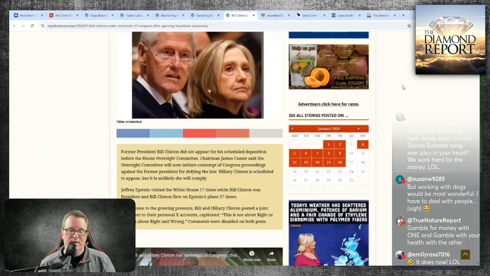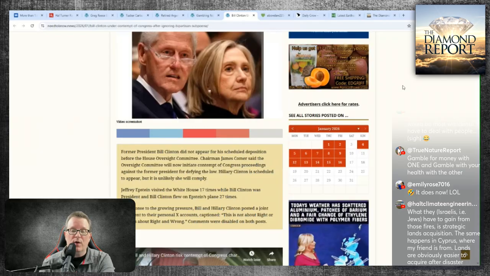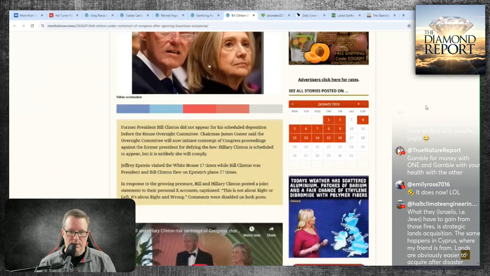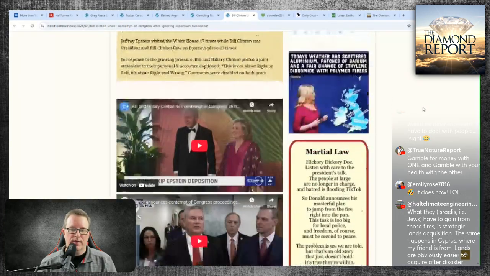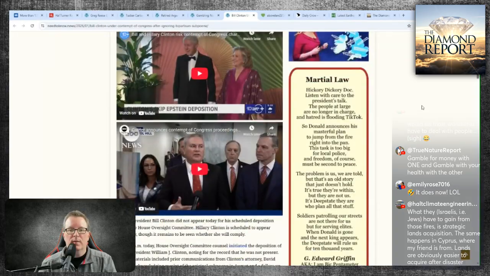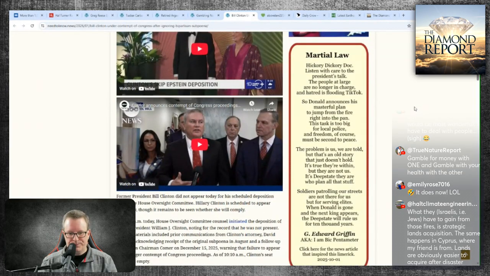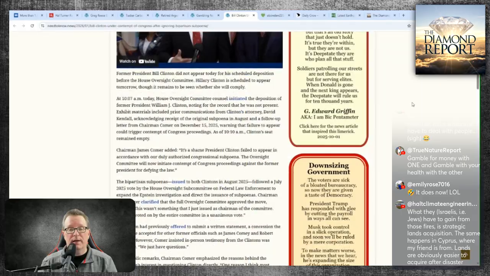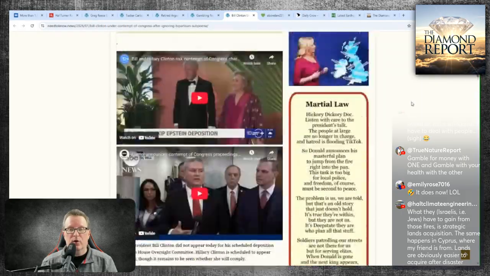He didn't comply either. Jeffrey Epstein visited the White House 17 times while Bill Clinton was president, and Bill Clinton flew on Epstein's plane 27 times. In response to the growing pressure, Bill and Hillary posted a joint statement to their personal X accounts captioned, "This is not about right or left, it's about right and wrong." Comments were disabled on both posts. So they're saying here that they're the victims. They're being pursued by the Donald Trump administration, and therefore they were not going to comply. So yes, right and wrong.